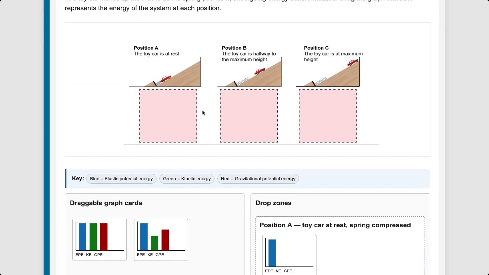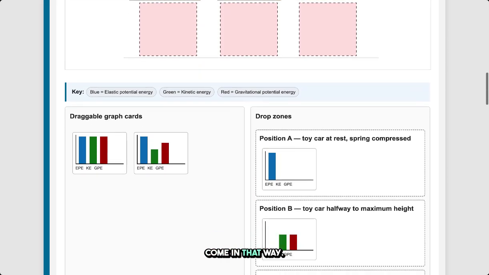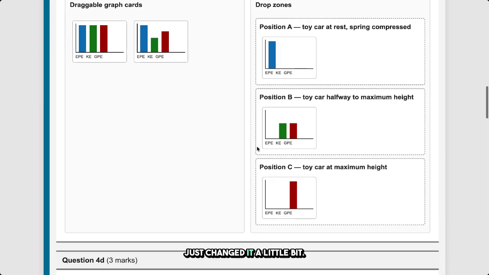Now in the actual question, these were boxes where you were supposed to drag to the box, but when I made this question, it didn't come in that way, so that's the reason why I have just changed it a little bit.